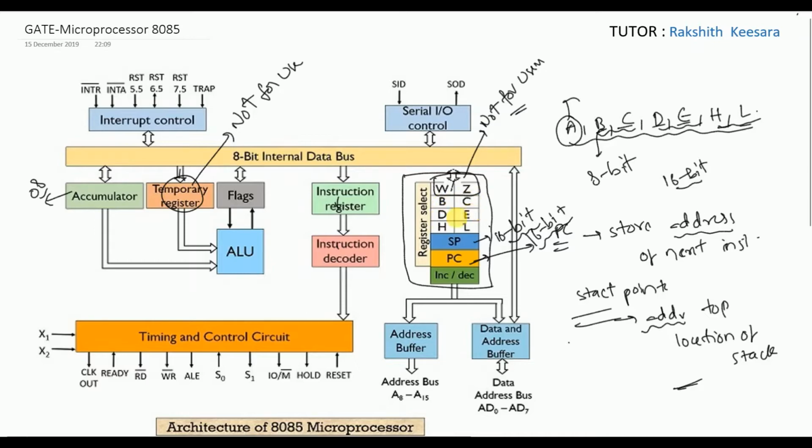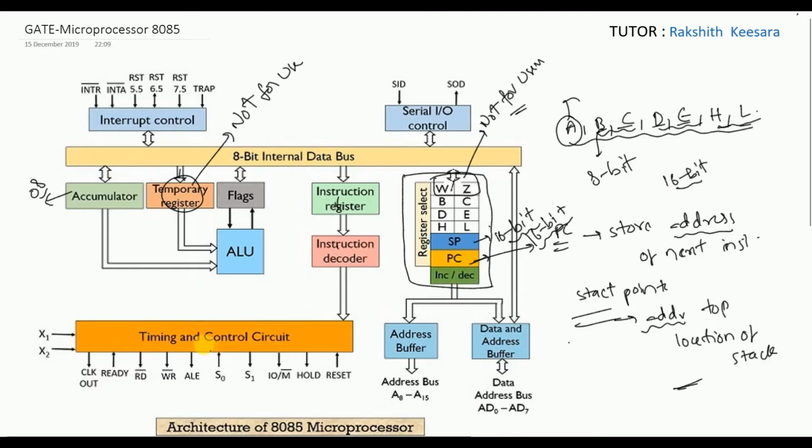So BC, DE, HL, each one is 8-bit. If you want 16-bit, you can combine the BC pair, DE pair, HL pair. SP holds the address of the top location of the stack, so it is 16-bit. PC holds the address of the next instruction, so it is also 16-bit. Next, this is the increment decrement operator, guys.